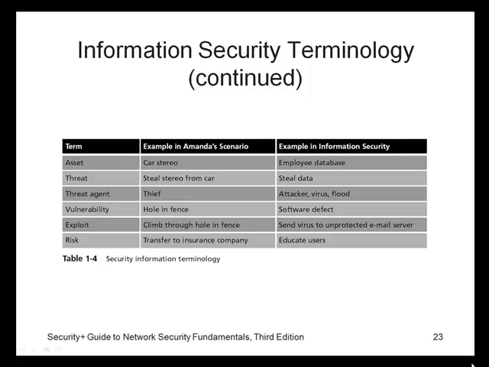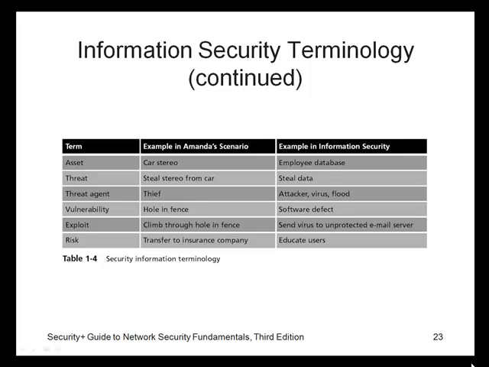A vulnerability, a hole in the fence, a software defect, and the other vulnerability here I think could be configuration issues. Something is improperly configured. We haven't taken all the precautions that we should. Exploit, climb through the hole, send a virus to the unprotected email server, lots of things you can do with that. Or presume that somebody's going to be logged on and running around on Internet Explorer as the administrator, and they're going to roll over this thing, and I'm going to infect the machine through the website.